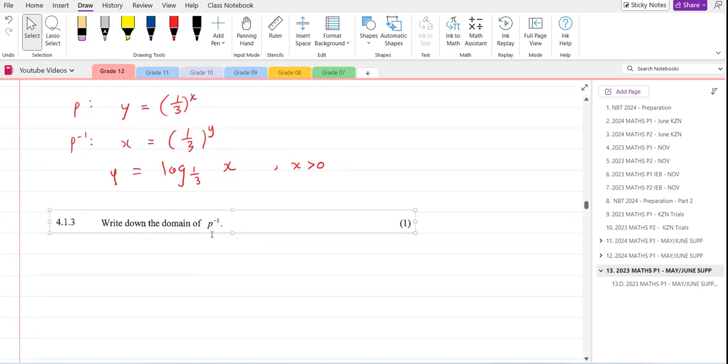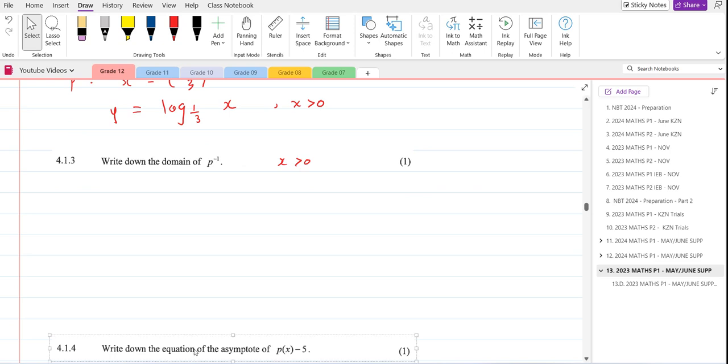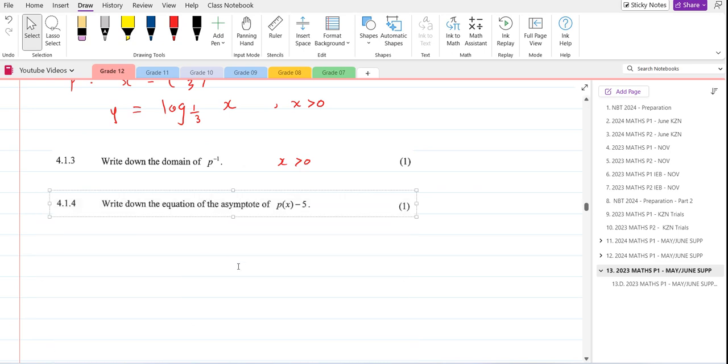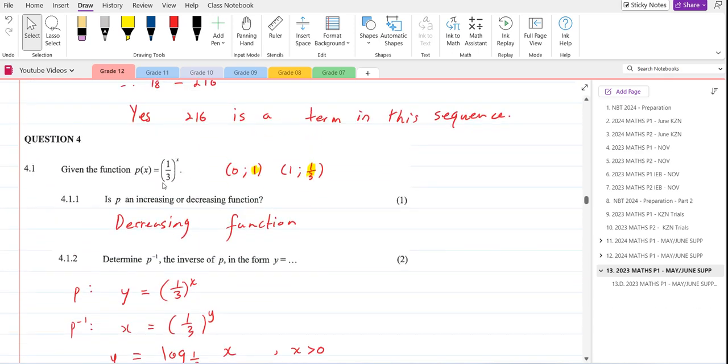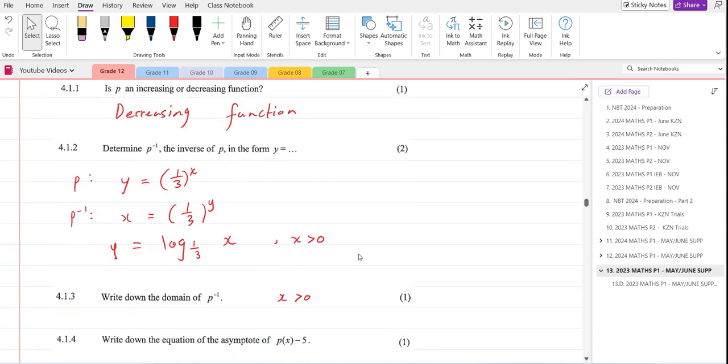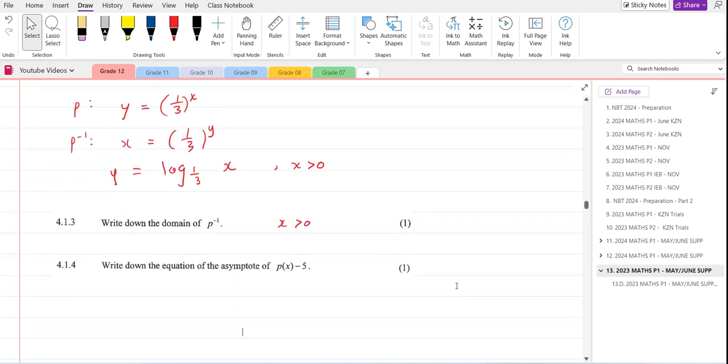Write down the domain of P inverse. The domain of P inverse, we actually wrote it down above. So domain has to be x is greater than 0. Next one. Write down the asymptotes of the equation P of x minus 5. P of x and minus 5.